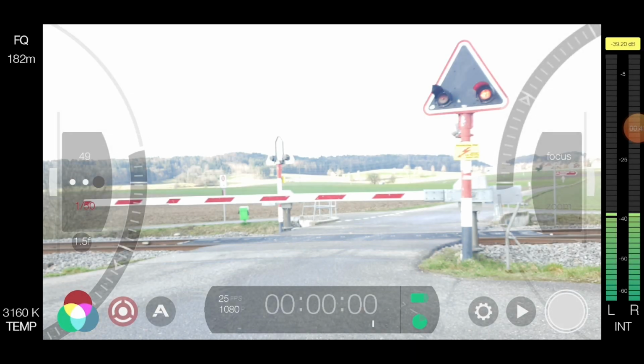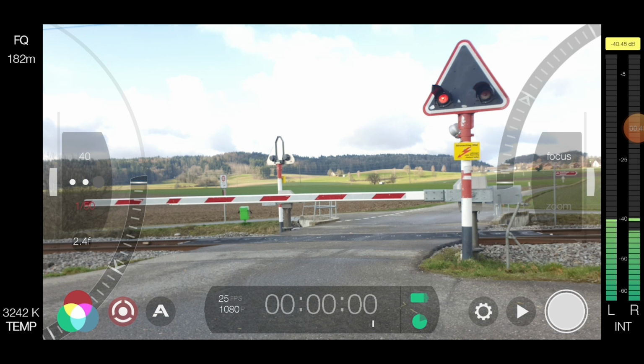Note the left wheel controls both shutter speed and ISO at the same time. However, by locking either ISO or shutter speed, the wheel can then be used to control the non-locked setting alone. As shutter speed has more effect on the look than ISO, I usually lock shutter speed first and then use the wheel to control the ISO.